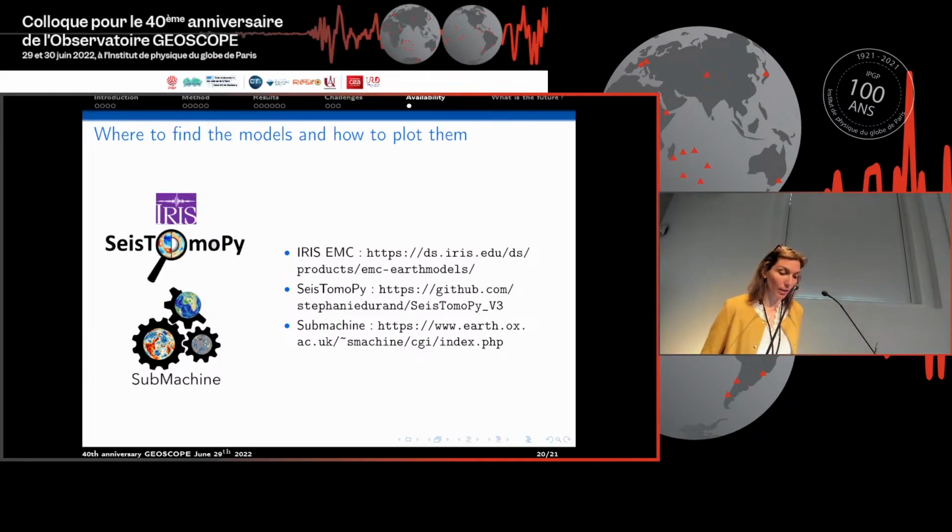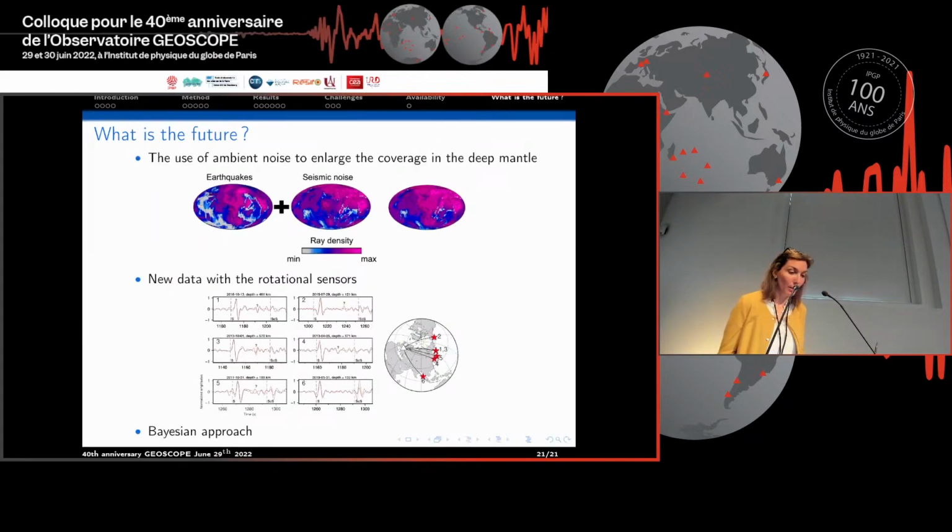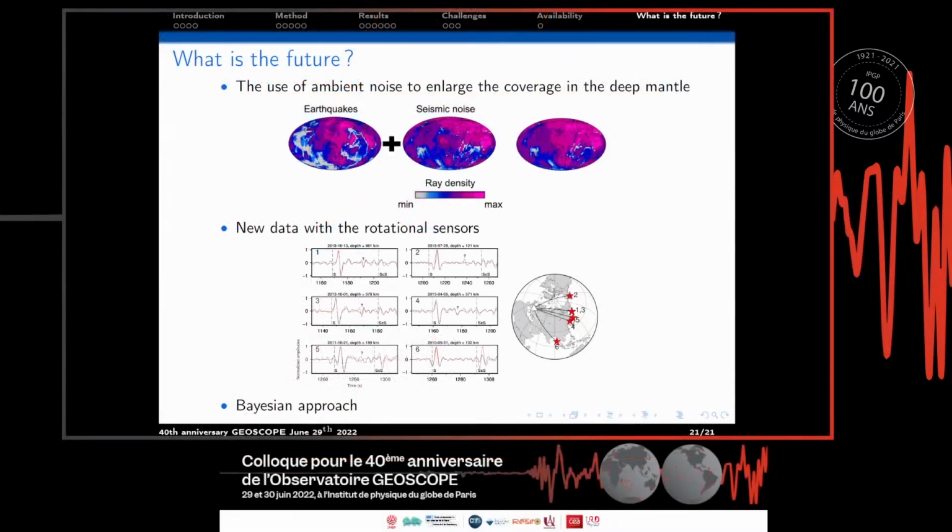the plotting afterward. And also there are some other initiatives to try to provide the community with tools to help with the visualization of these models. So Tomopy is a Python application and interface that I developed myself, and Submachine is from the Oxford group. It's more a web application, but where you can also play with the models, plot them, and do some statistics. I wanted to finish on some opportunities for the future in global tomography.